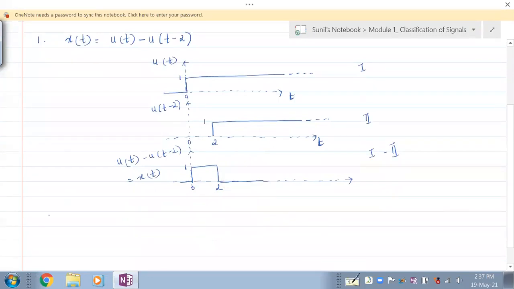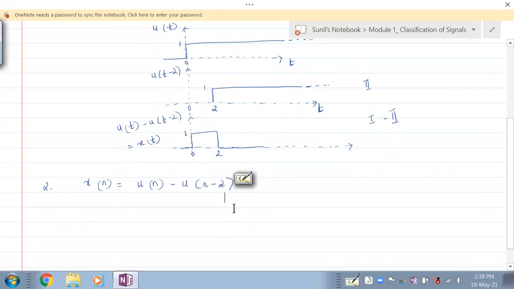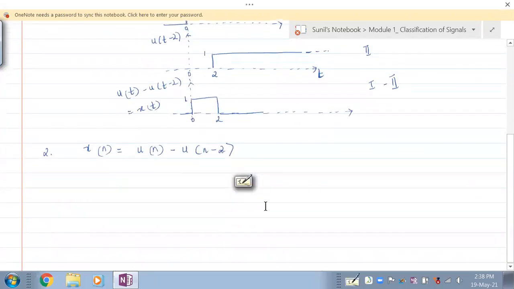Fine. We'll take almost the same signal, but in discrete time. X of n equal to u of n minus u of n minus 2. Fine. Now everybody take this in your solution. Everybody sketch it yourselves. I'll be doing it anyways. You can do it yourselves. So sketch u of n first. So this is u of n.